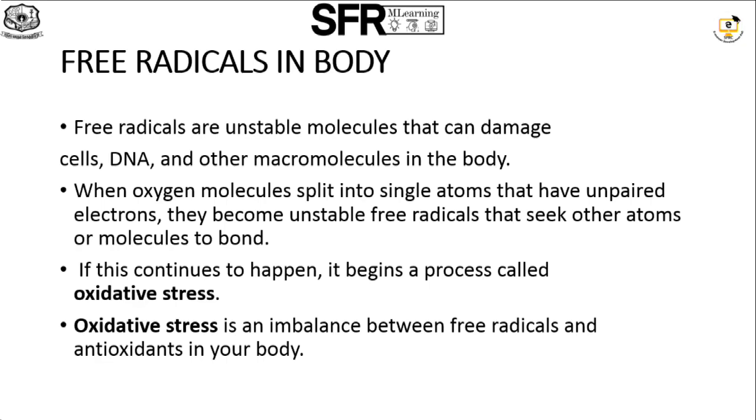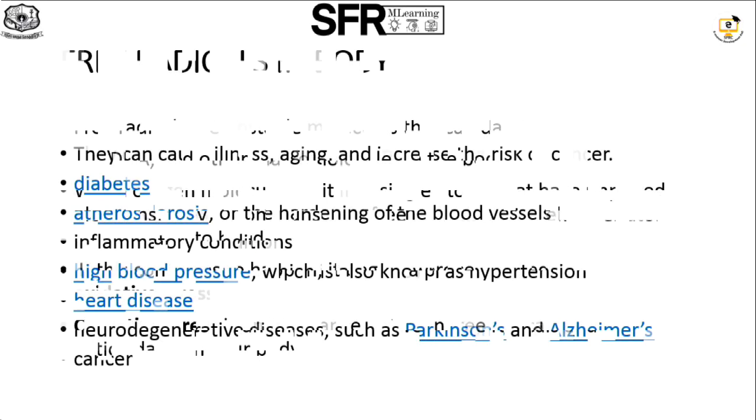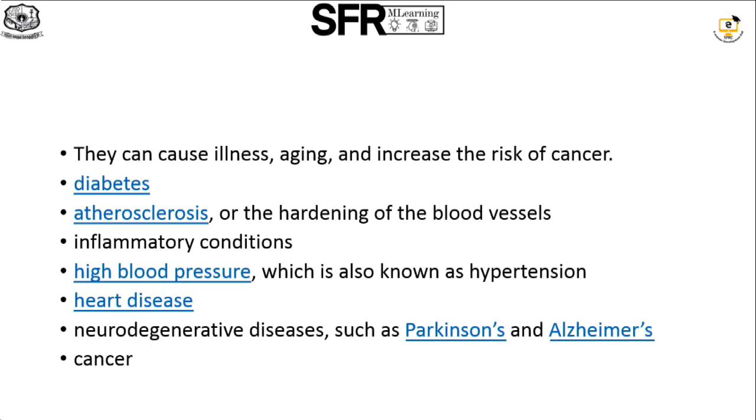The presence of free radicals in the body causes many diseases. It causes illness, aging and increases the risk of cancer, diabetes, atherosclerosis, and neurodegenerative diseases like Parkinson's disease and Alzheimer's disease. Heart diseases and high blood pressure are also caused by the presence of free radicals in the body.